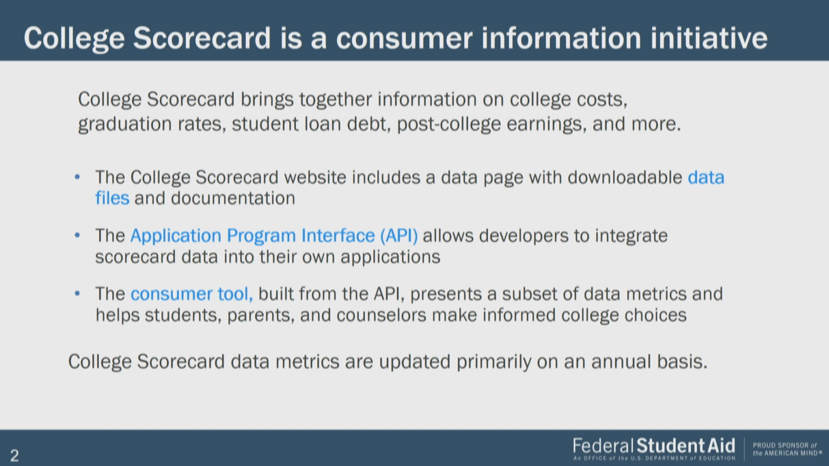College Scorecard has three main components. It has the data files, which provide extensive information about individual institutions and fields of study within those institutions. It has an API, and this component allows developers to tap into those data more efficiently. And lastly, the consumer tool, which is something built on our API, and that presents a subset of highlighted data elements for prospective students and their advocates. So three things.